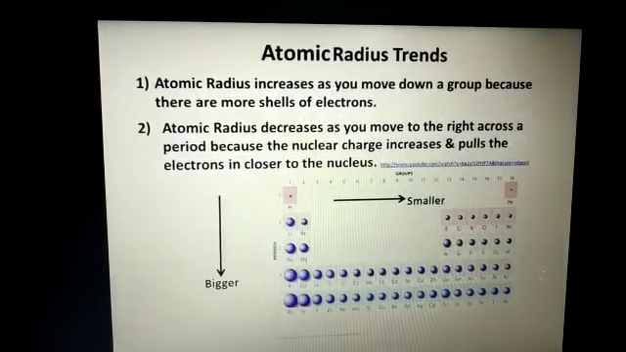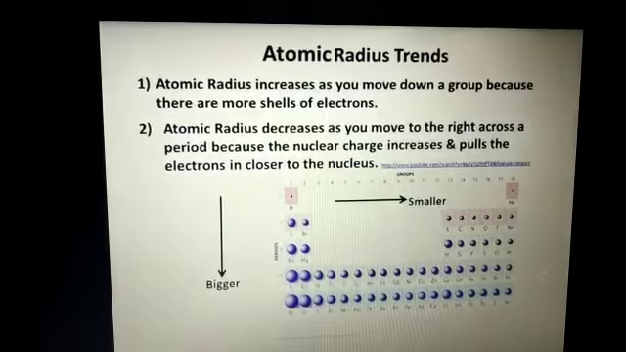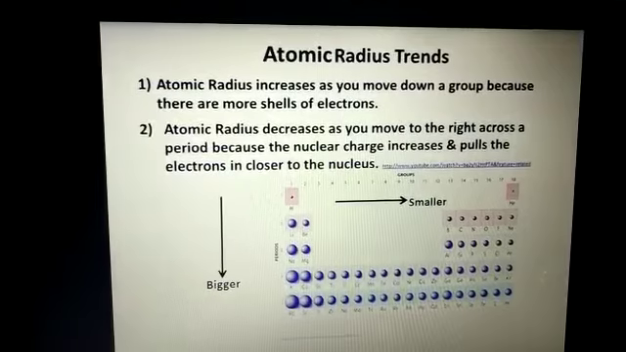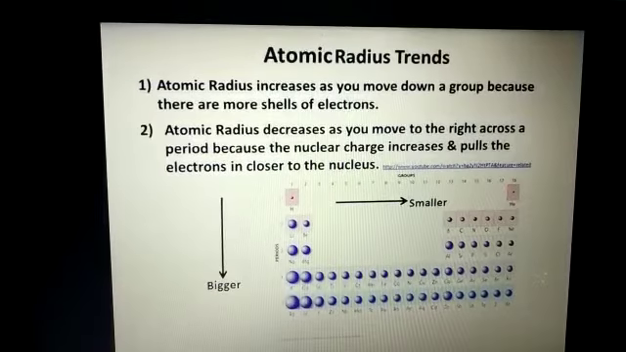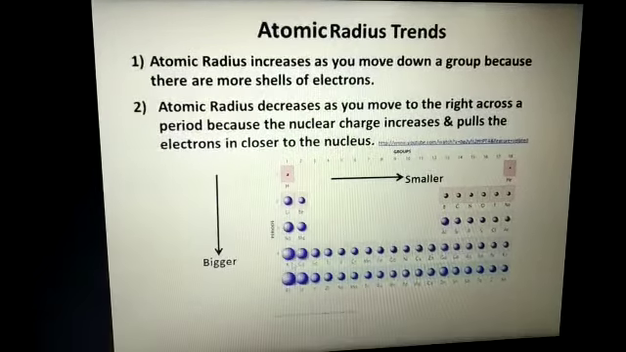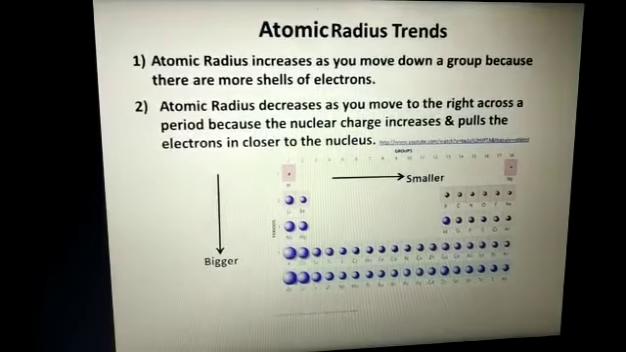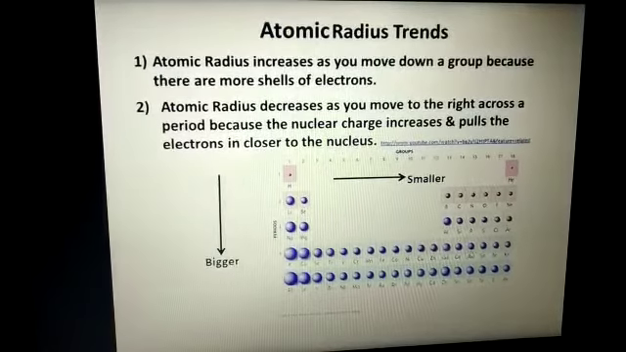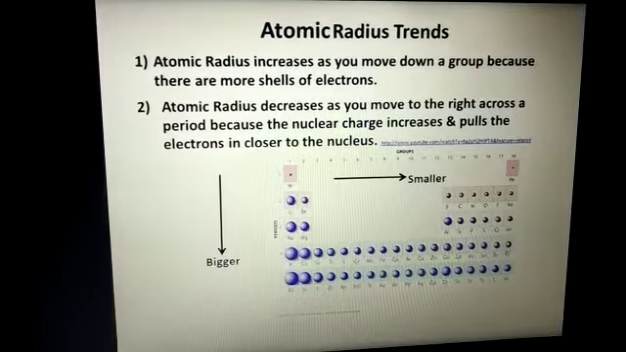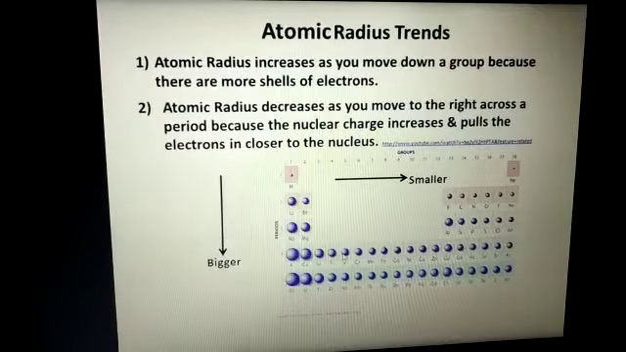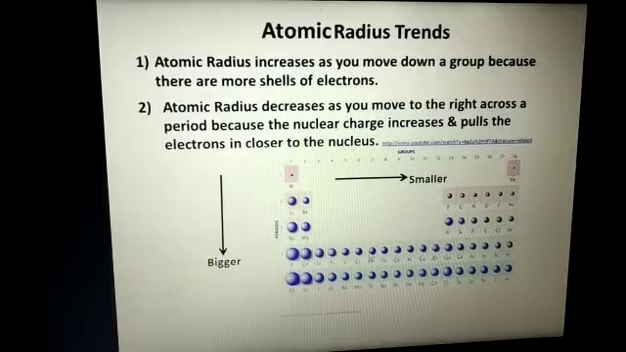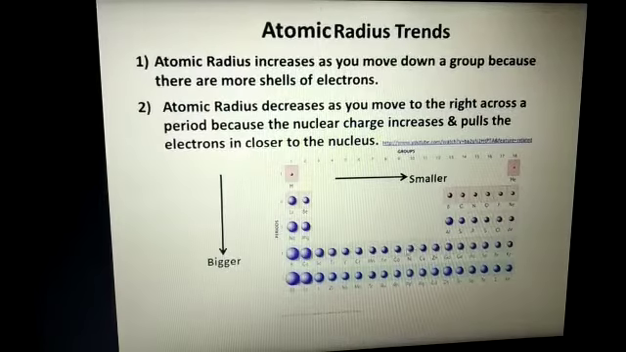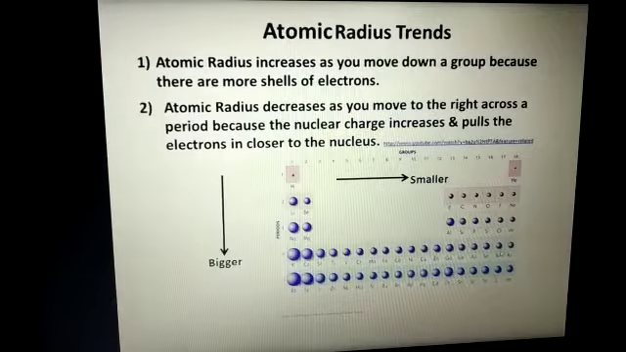We can see in the picture that as we move down in the group, the atomic size is increasing due to the increase in the number of shells. While moving along a row from left to right, the atomic size is gradually decreasing because as we move from left to right, the effective nuclear charge increases, which pulls the valence electrons towards it, resulting in the decrease in the size of the atom.